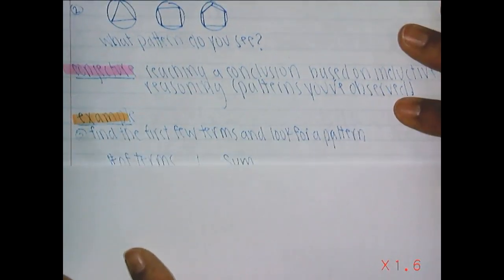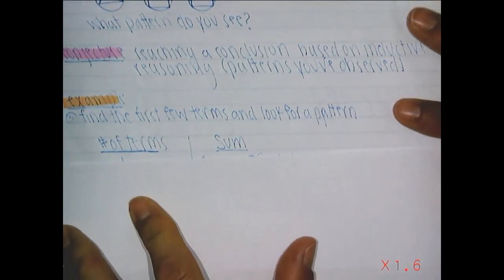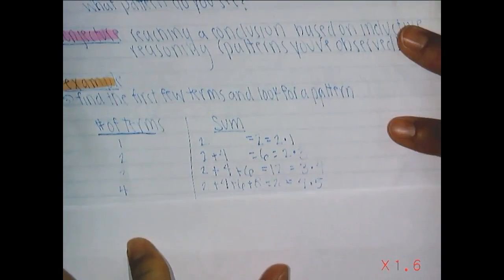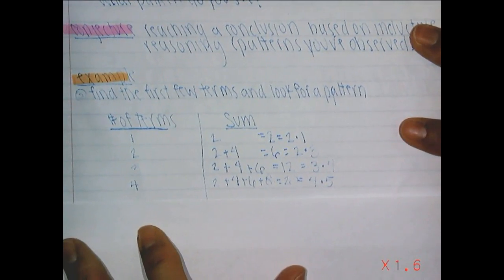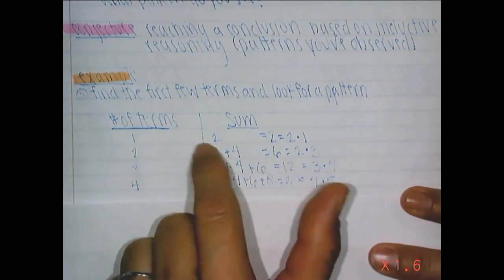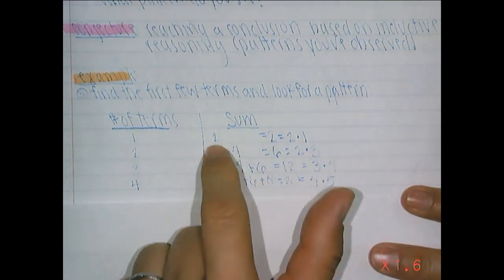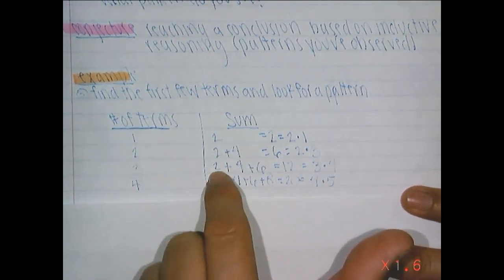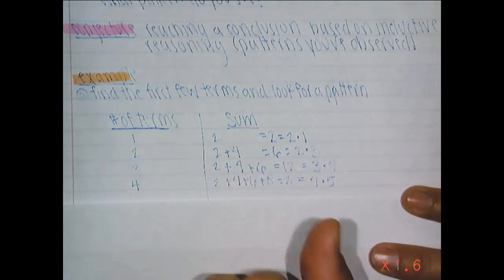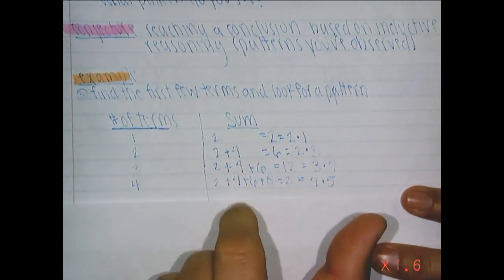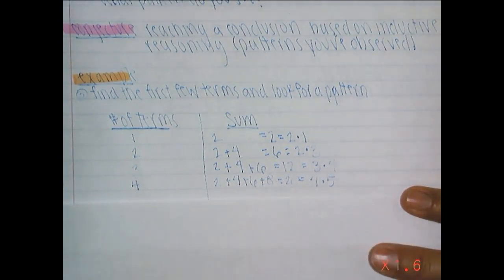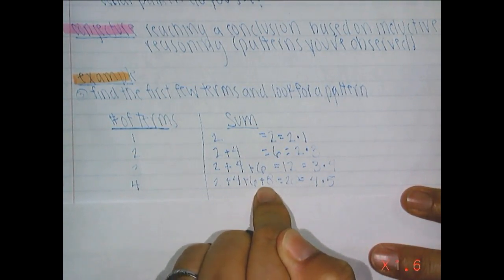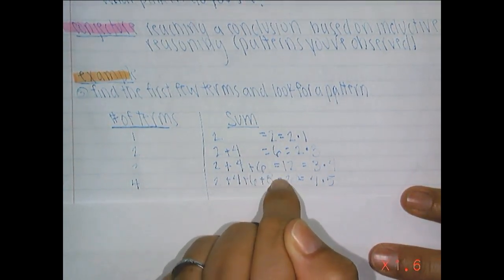Okay, so we want to find the first few terms and look for a pattern. I'm going to go ahead and show them all to you because I think that might make it a little bit easier. Okay, there's one term here, and you'll notice it's 2. Two terms here, and you'll notice it's 2 plus 4. Three terms here, it's 2 plus 4 plus 6. And then four terms, 2 plus 4 plus 6 plus 8. What a lot of people notice is that when you're adding them, you add 2 to the next term, and so on and so forth.